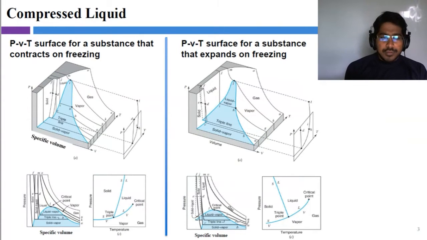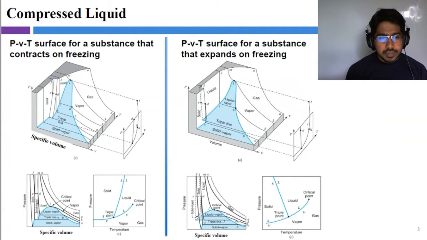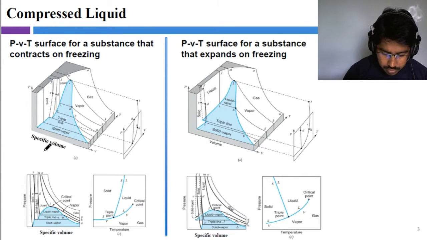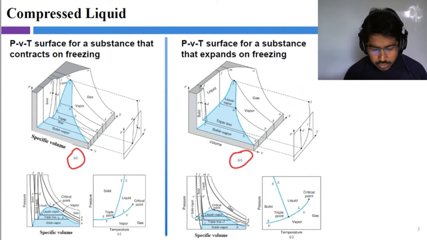Before moving into the contents of today's lecture, I want to explain one thing about the PVT surface. You remember we discussed having different phases of substances in different materials, right? So you can see we have two PVT surfaces on both sides. Let's call this one A and this one B, right? There's a slight difference in these two.